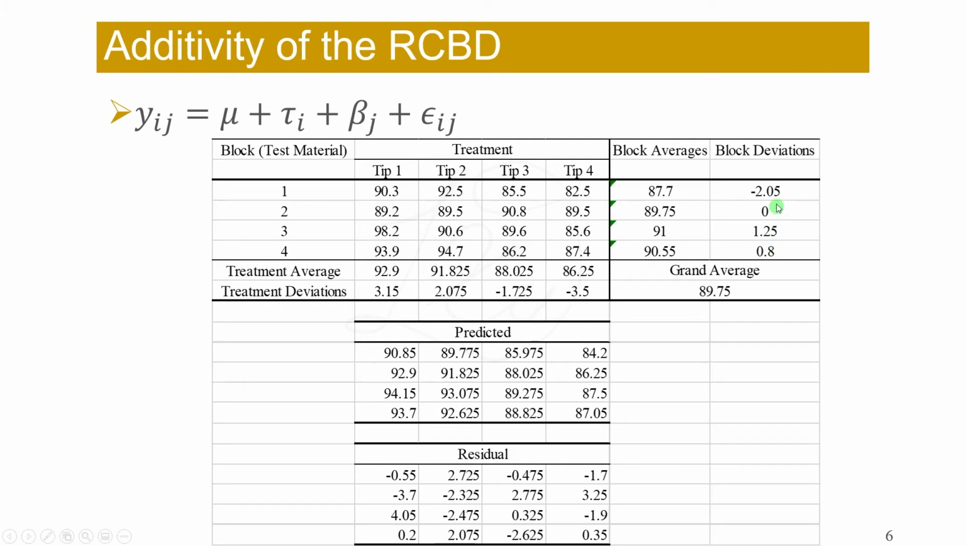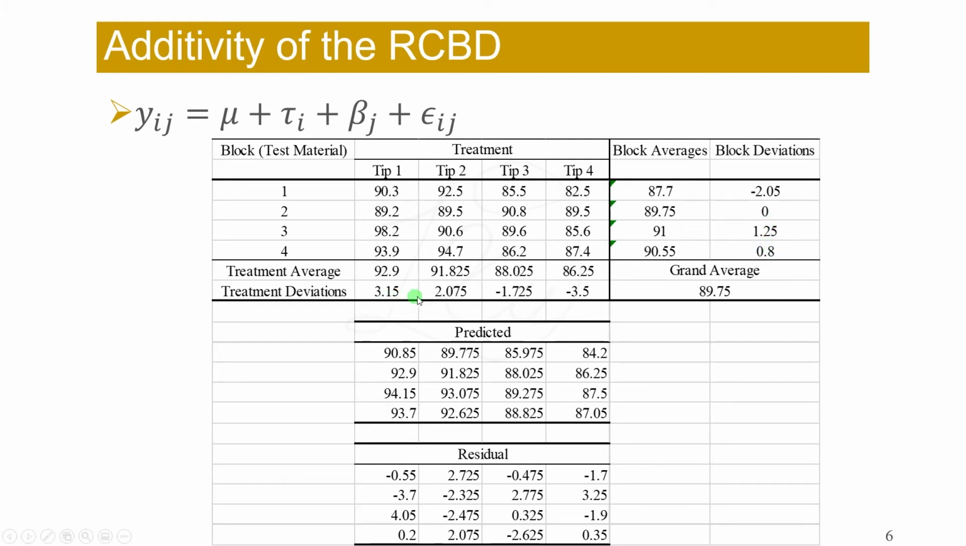The block deviations are calculated by subtracting the grand average from each of these block averages. So 87.7 minus 89.75 equals negative 2.05. This is the impact of block 1 to the response. It means on average, block 1 results in a decrease of 2.05 from the grand average. The rest of the 3 block deviations are calculated the same way.